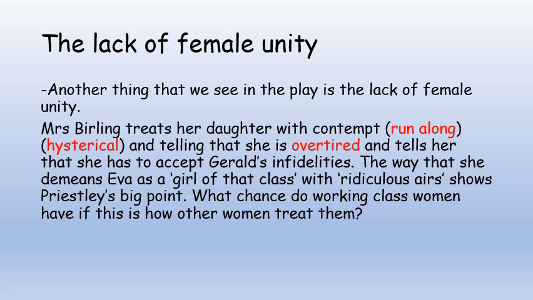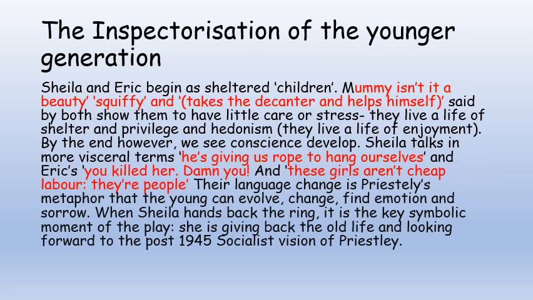This lack of female unity is important, okay? Another thing that we see is that Mrs. Birling treats her daughter with a bit of contempt and hatred, and she's really patronising. She says, "Run along, Sheila," and she calls her hysterical, okay? She tells the male characters that she must be overtired, like she's a toddler. The way that she demeans Eva as a girl of that class with ridiculous airs also shows Priestley's big point. What chance do these young women have if other women don't stand by them?